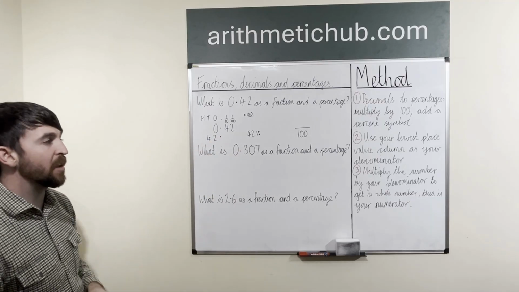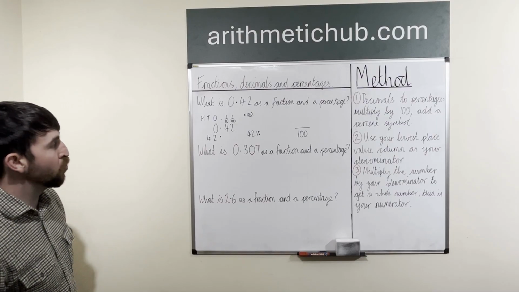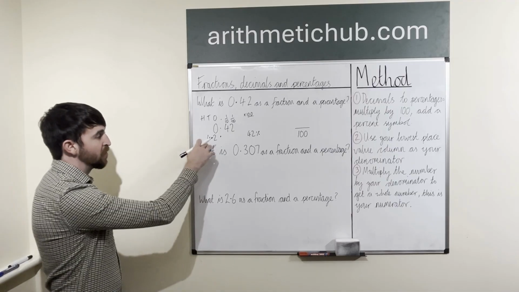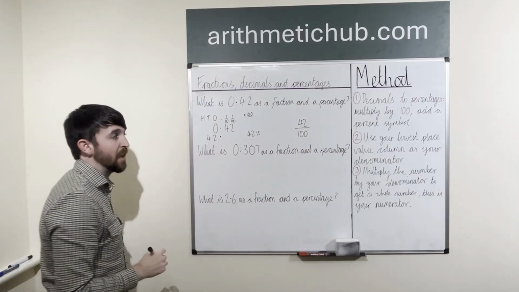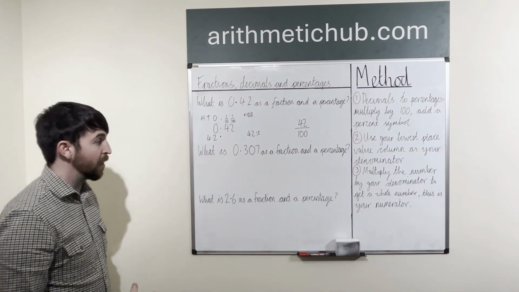Then it says multiply the number by your denominator to get a whole number. This is your numerator, okay? We've got a whole number here. Our whole number is 42. So 42 is now going to be my numerator. So my numerator is 42 over 100, okay?